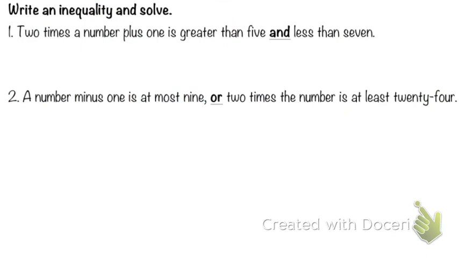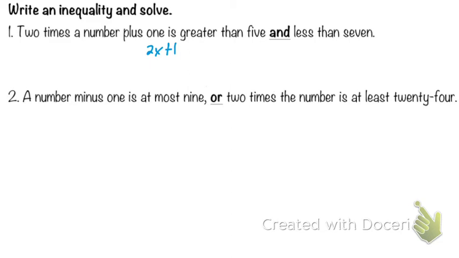Continuing on, write an inequality and solve. 2 times a number plus 1 is greater than 5 and less than 7. So let's start here. 2 times a number, well, 2x plus 1 is greater than 5.